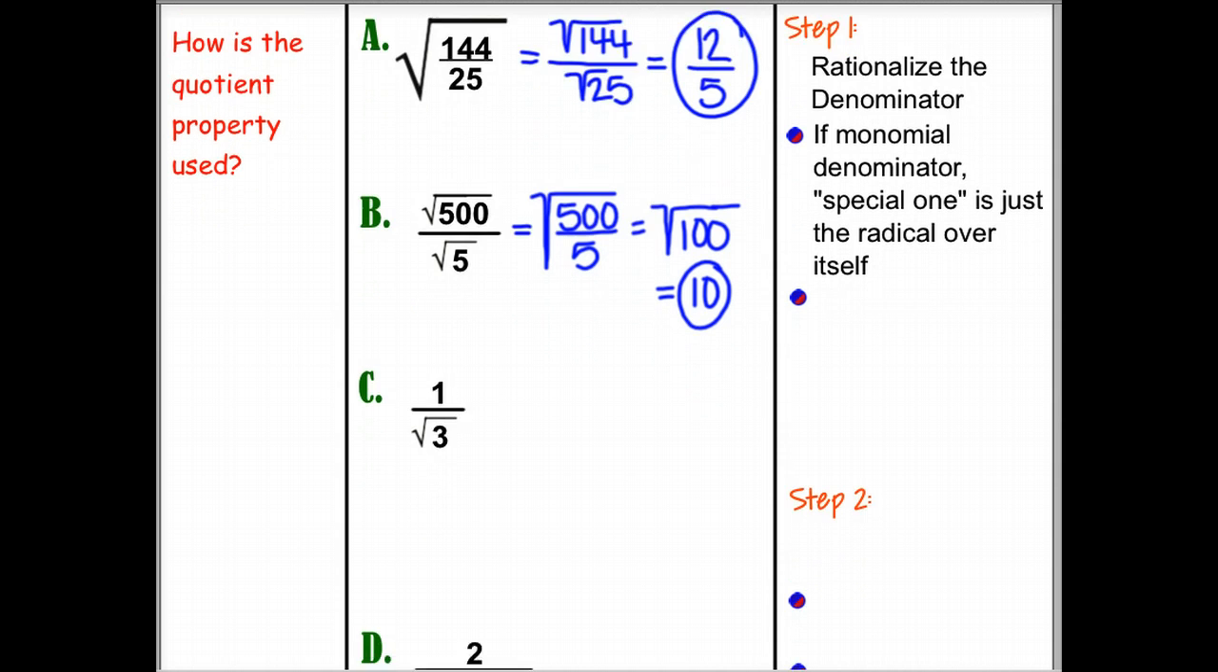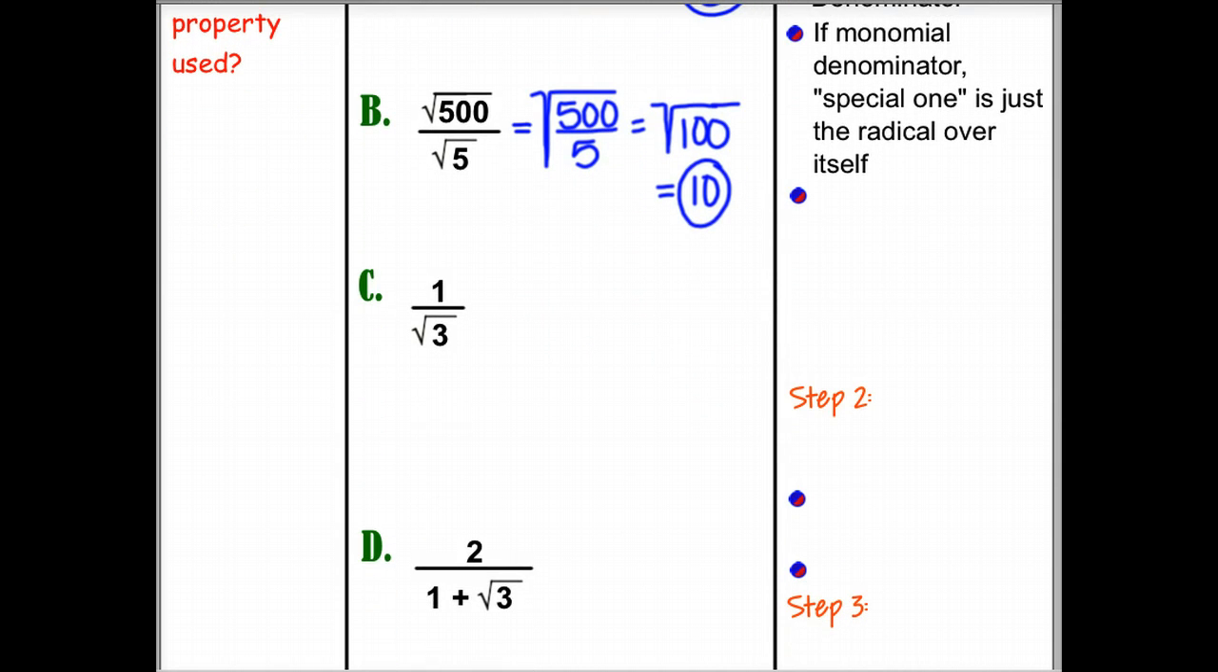So we have here that we're going to multiply top and bottom by the square root of 3 over the square root of 3. Remember, this is kind of like getting equivalent fractions. We're not changing the value. We're just multiplying by something different to make it look different.